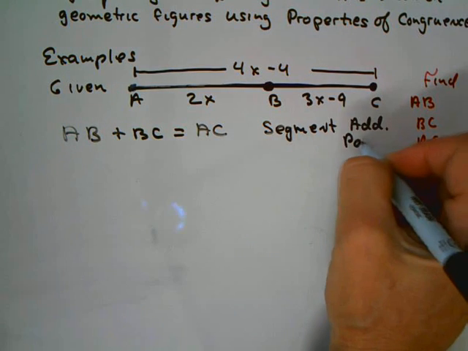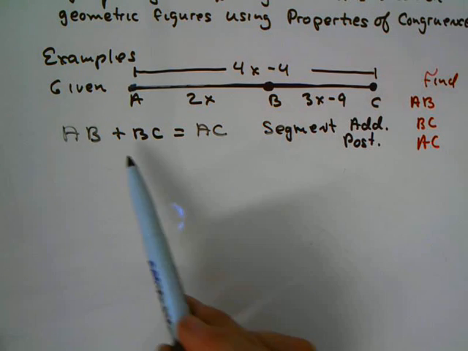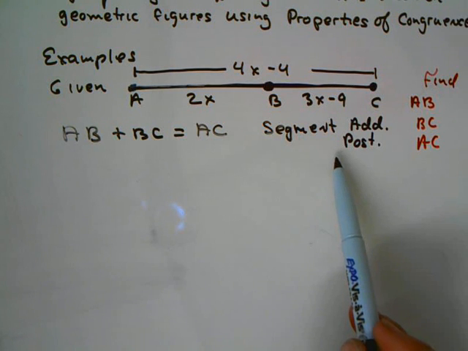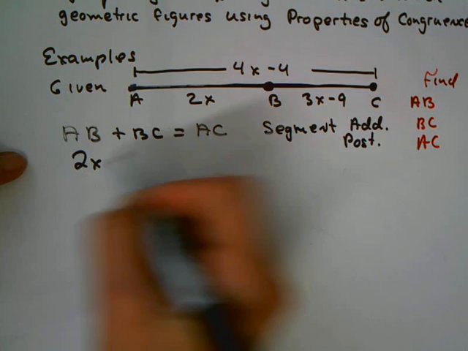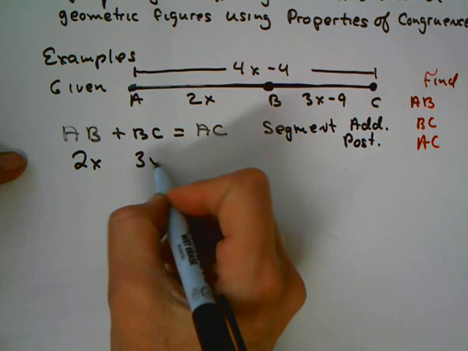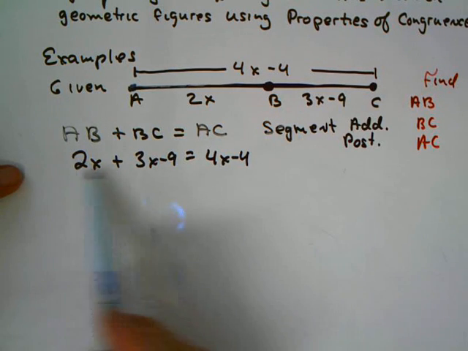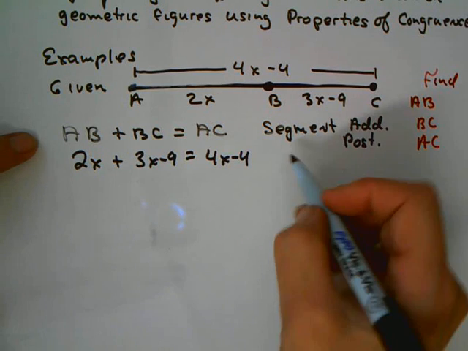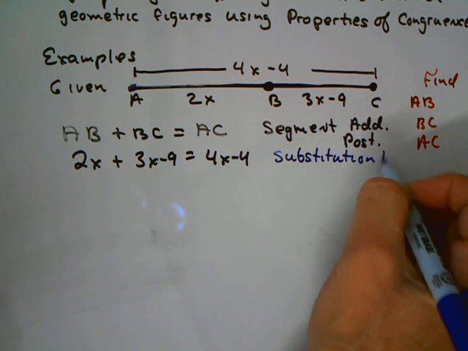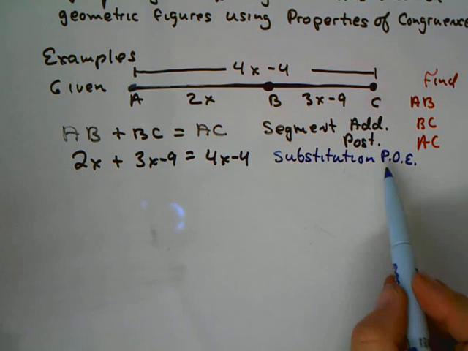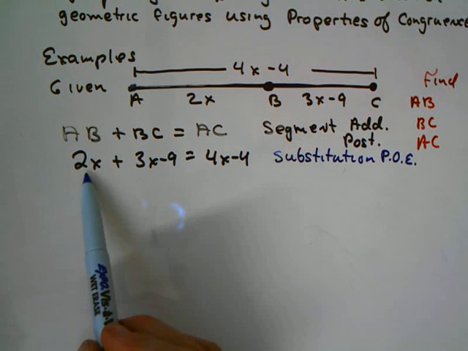As we do these things, we always need to write what we know and put the reason across from it. So now, if I want to find these lengths, I know that A to B is 2x, B to C is 3x minus 9, and A to C is 4x minus 4. And I can write this equation based on this one because I used the substitution property of equality. I'm going to abbreviate property of equality as POE. You can do that also. I substituted expressions that were equivalent to these segments.